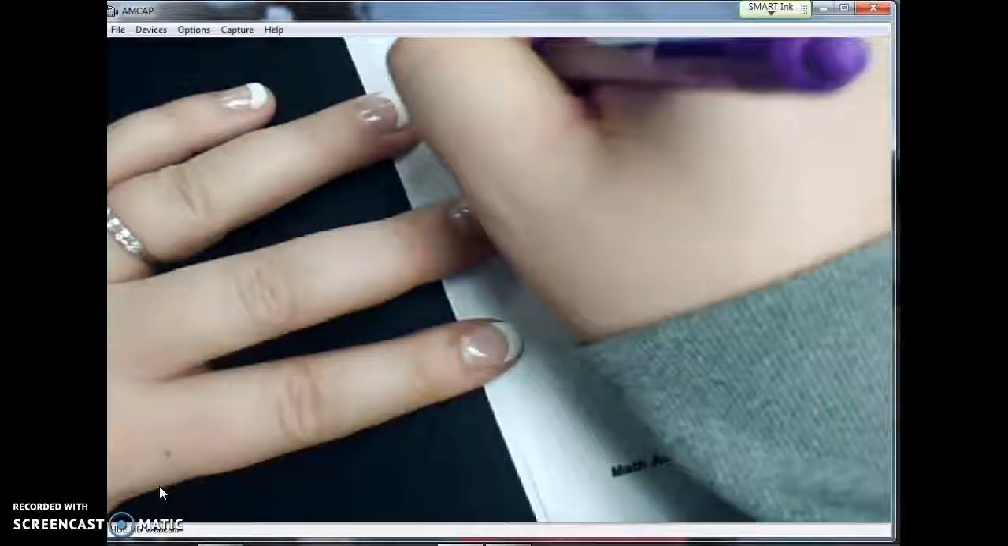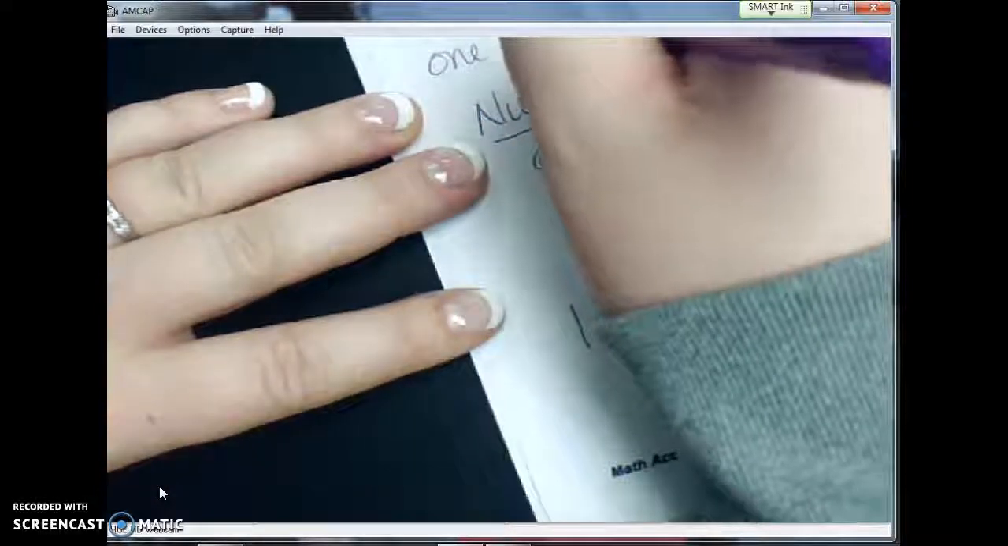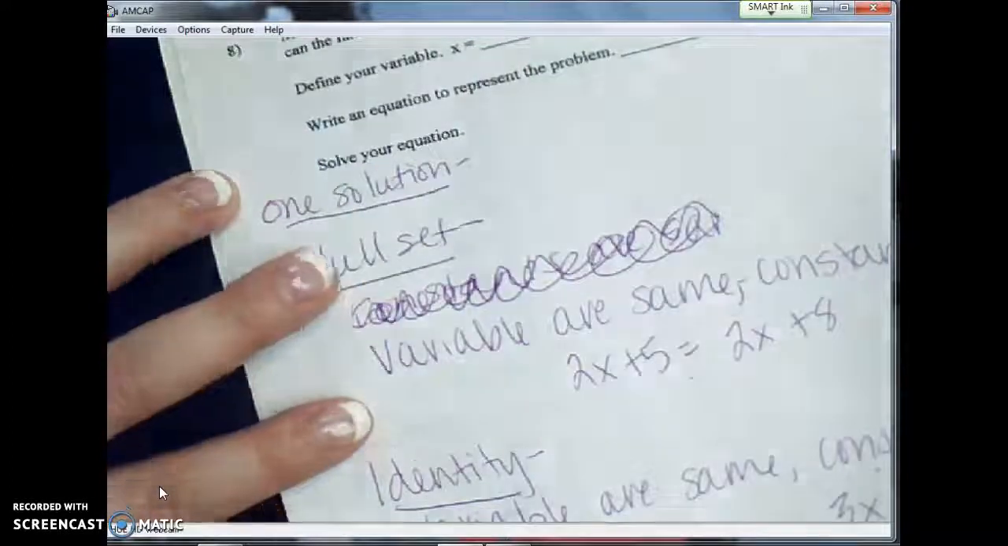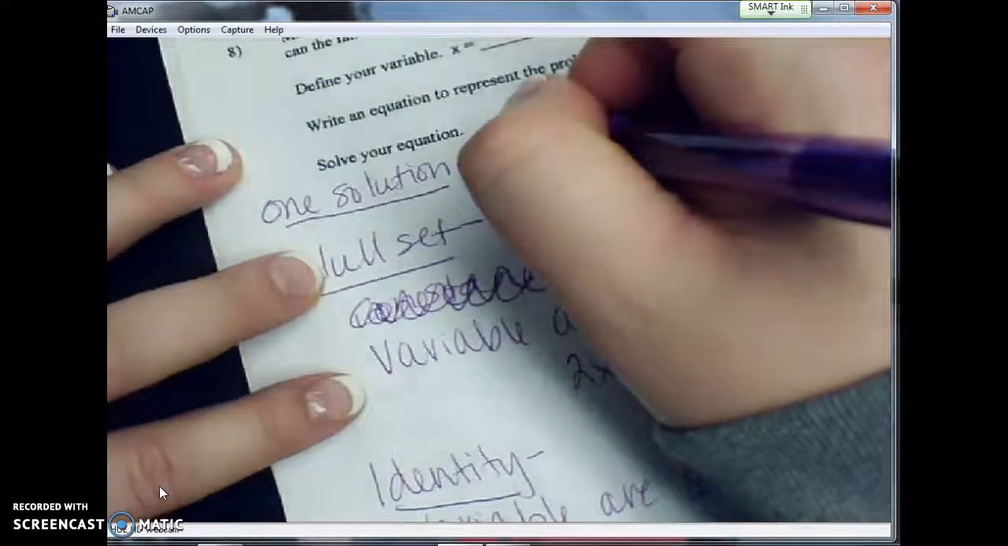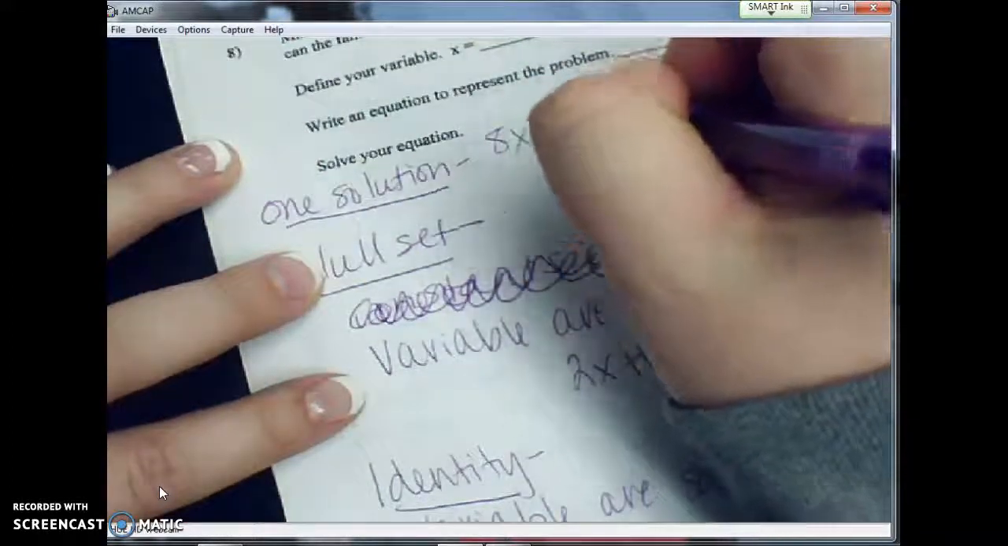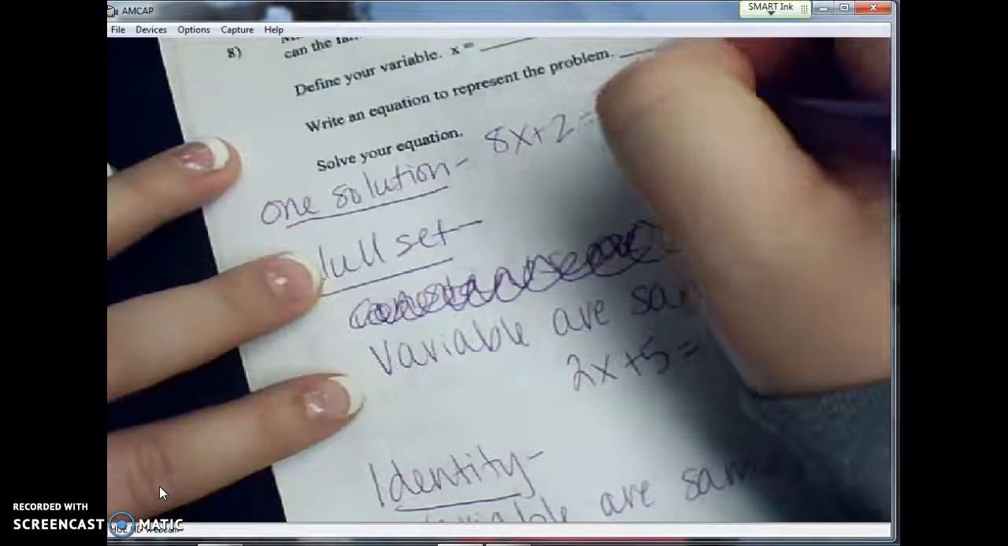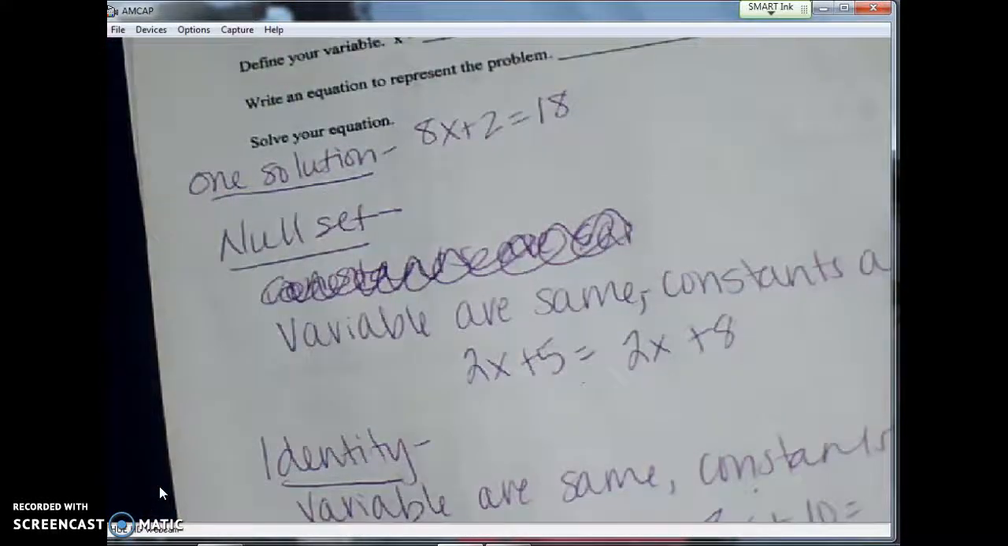So if you have one solution, sorry, I ran out of room. One solution equations might be, for example, 8x plus 2 equals 18. That's going to be a one solution equation. Just make it easy. It doesn't even have to have variables on both sides. Remember though, if it's a one-step solution, then it's not going to have the same variable. Okay, the variables will be different.